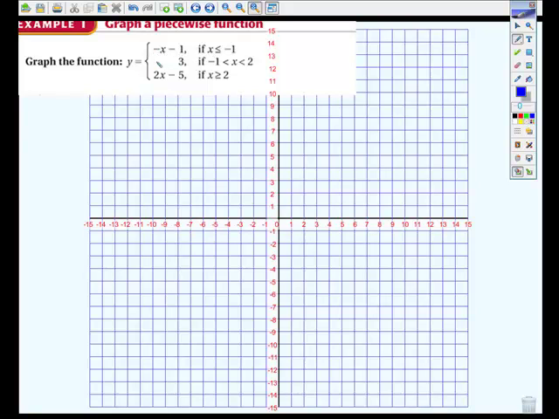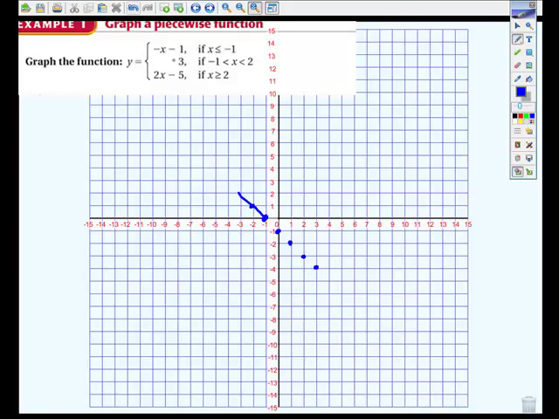So first I'm going to look at y equals negative x minus 1. And here's my equation. Negative x minus 1 will look like this when I graph it out. But they're saying if x is less than or equal to negative 1. Negative 1 is right here. Less than would be all this right here. And it's less than or equal to, so I can go ahead and make it a closed circle there.